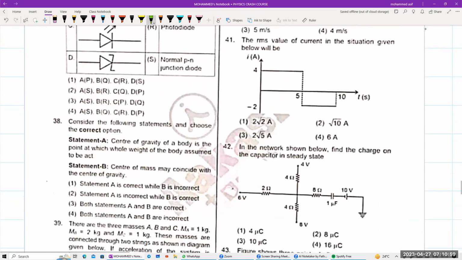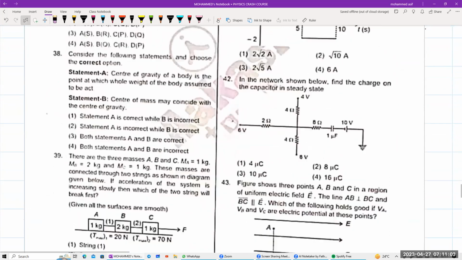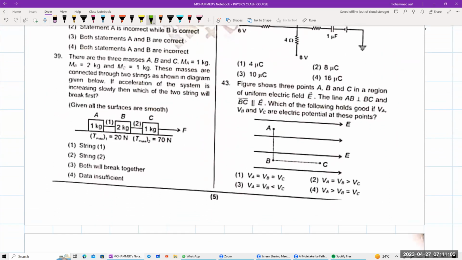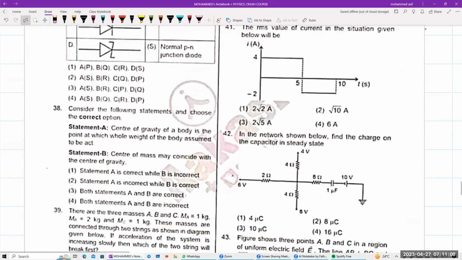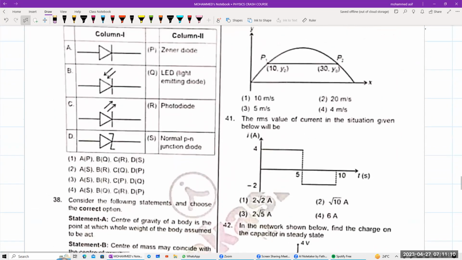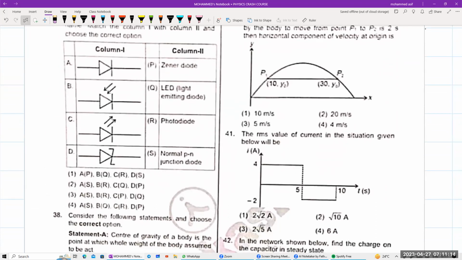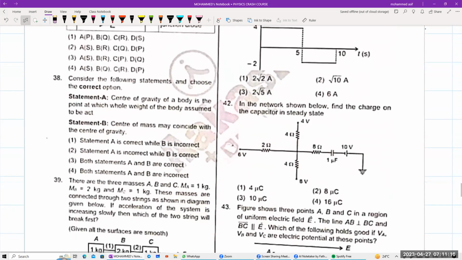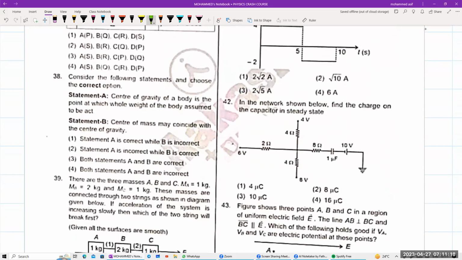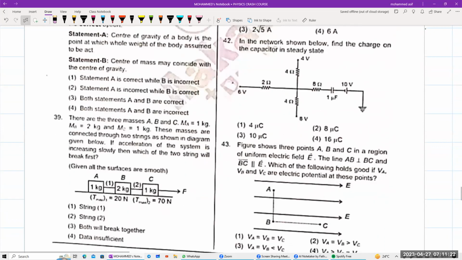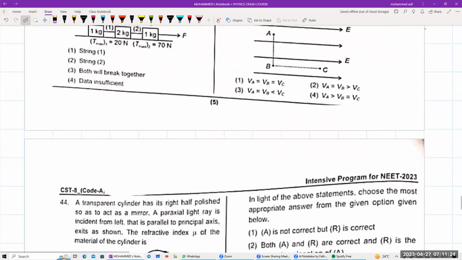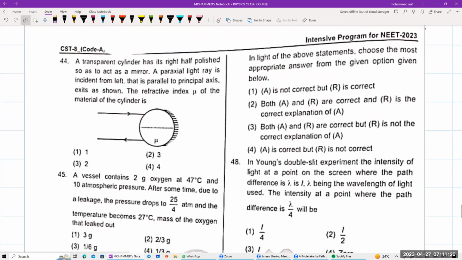Then question number 38 is your center of mass, will come back. Then question number 39 is Newton's laws of motion, will come back. Question number 40 is motion in a plane, will come back. 41 is AC. 42 is capacitors as well as resistors, we'll do this later. Question number 43 is electrostatics. Question number 44 is ray optics.